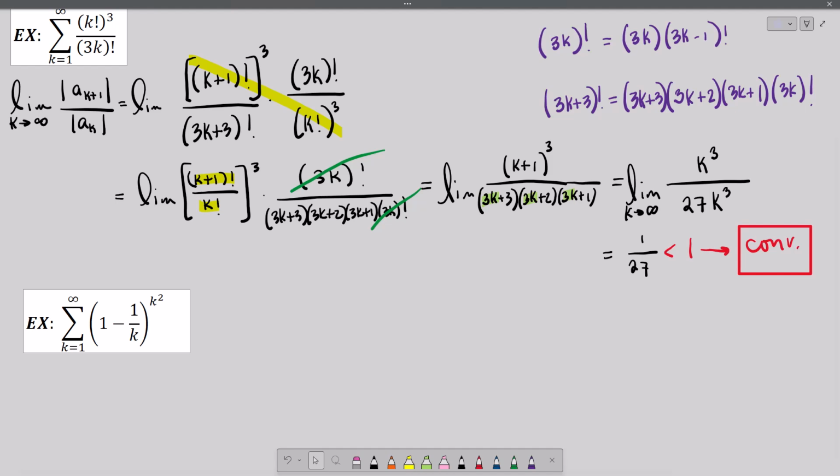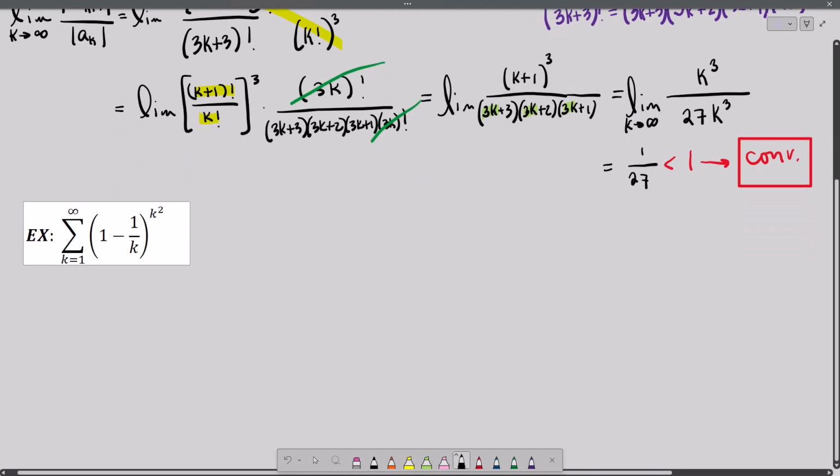So a lot of little bookkeeping things there with factorials. Any questions on how we got to any of these places? It's very easy to forget to distribute the 3 initially when you put in the k plus 1. So it's not 3k plus 1 factorial, it's 3k plus 3 factorial.